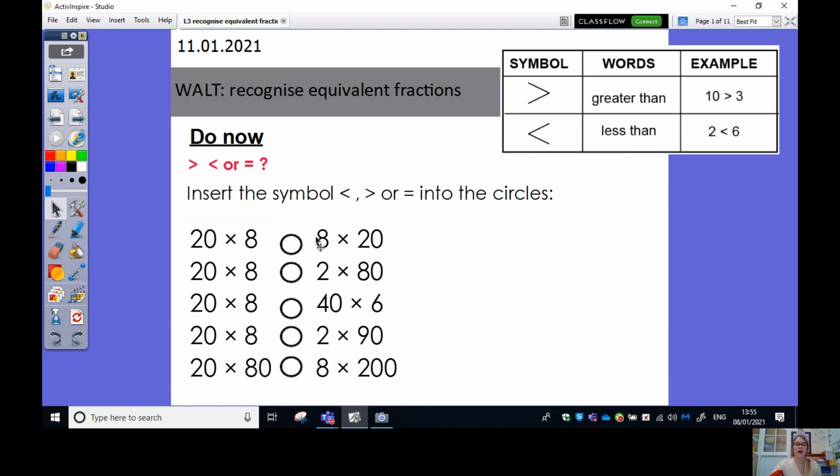Okay, so read each pair, 20 times 8 and 8 times 20. Which symbol needs to go in the box in between that pair? Okay, off you go and then come back when you are ready.